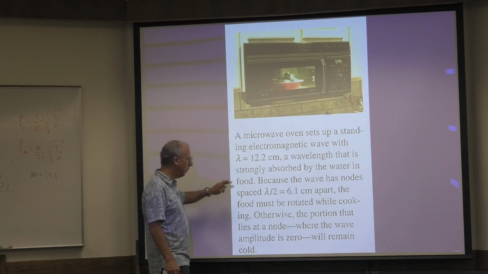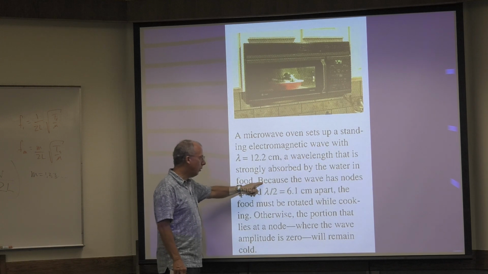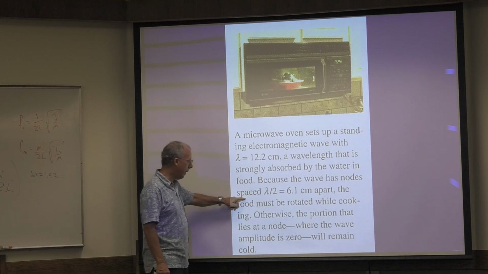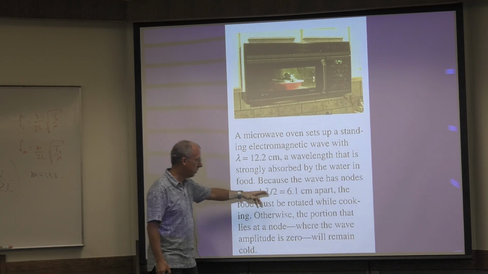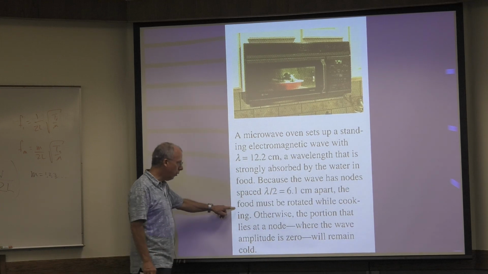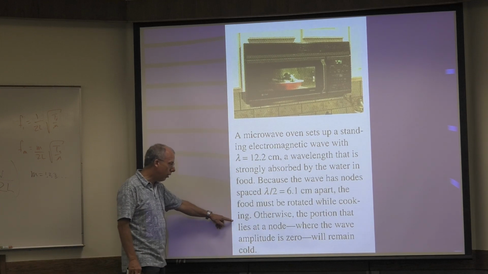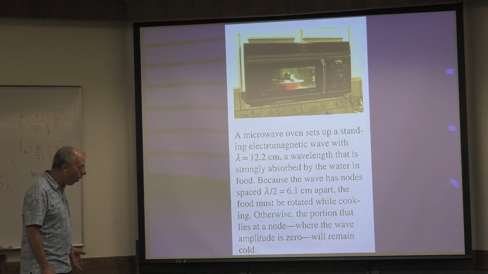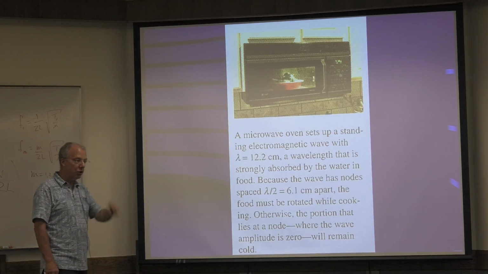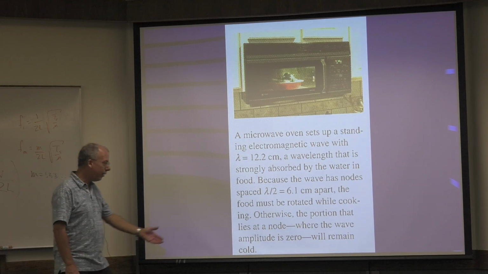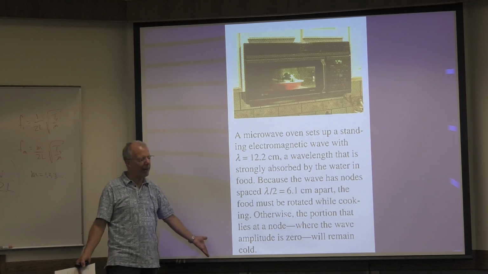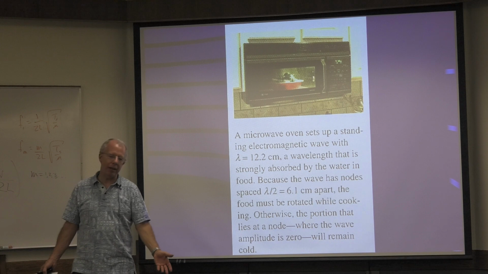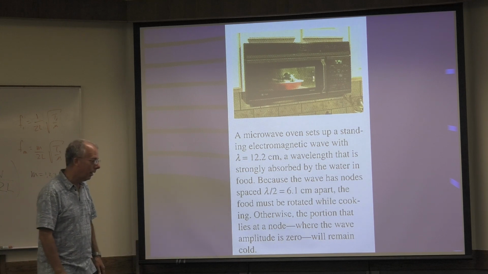Because the wave has nodes spaced half a wavelength, which is 6.1 centimeters, apart, the food must be rotated while cooking. Otherwise, the portion that lies at a node, where the wave amplitude is 0, will remain cold. Makes sense, right?